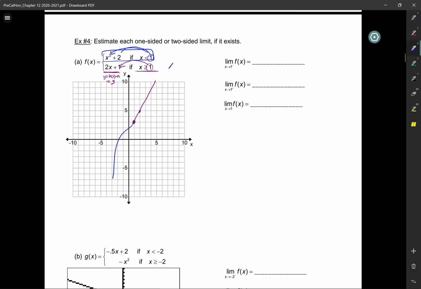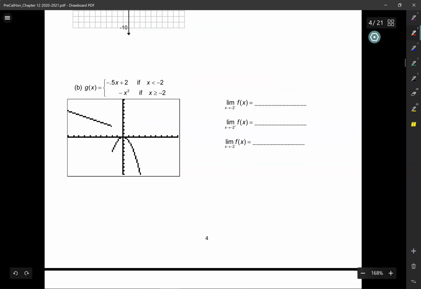Okay? All right. What do I need here? I need the limit as x approaches 1 from the negative side. Well, x equals 1 is here. From the negative side, so immediately to the left, what's the y value? Almost 3. Okay, from the positive side, immediately to the right, what's the y value? Almost 3. Because these are the same, the limit is also 3. Okay? Yay!